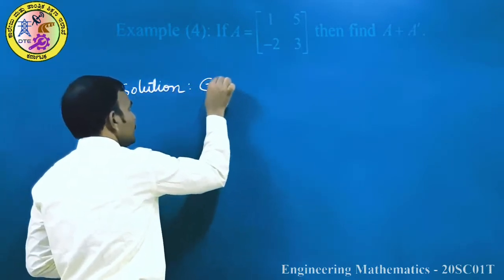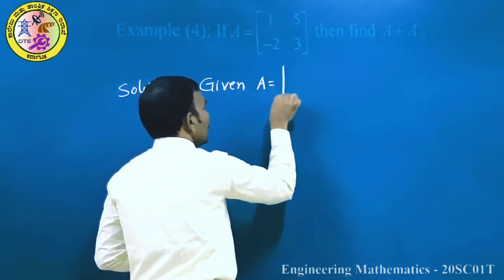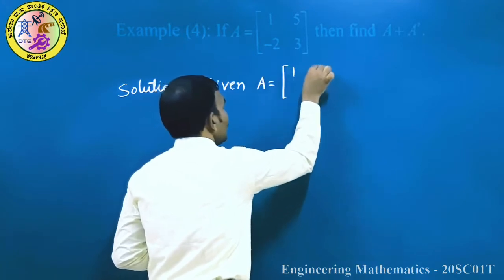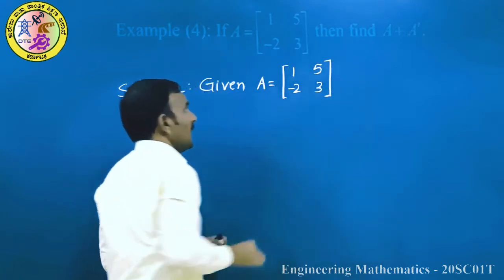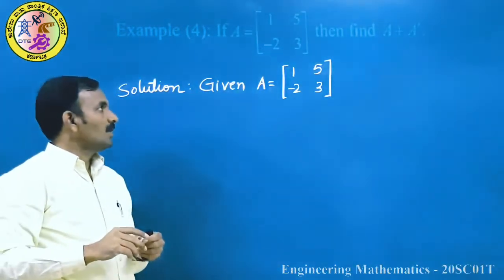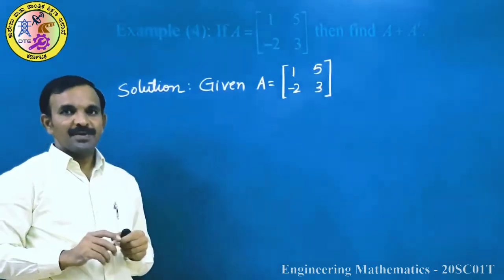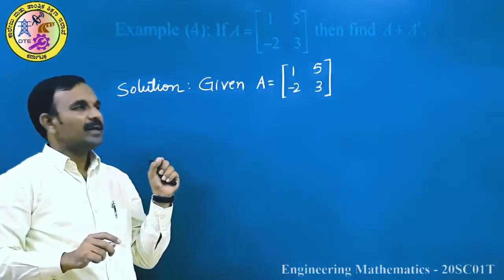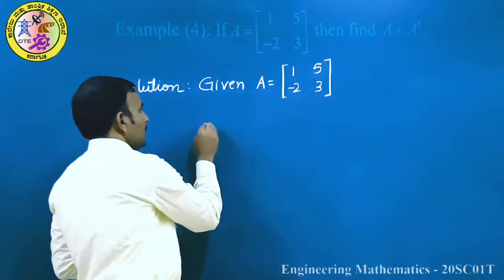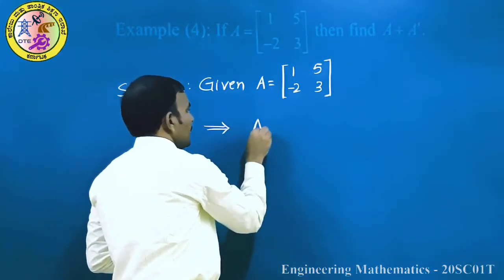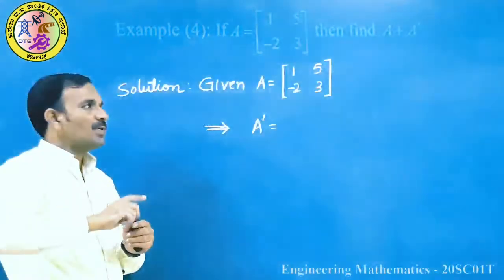Solution: given matrix A equals [1 5; minus 2 3]. What you have to find out is A plus A dash. First you have to find out A dash. A dash means what? Transpose of A. Which implies A dash equals, you have to change rows into columns.